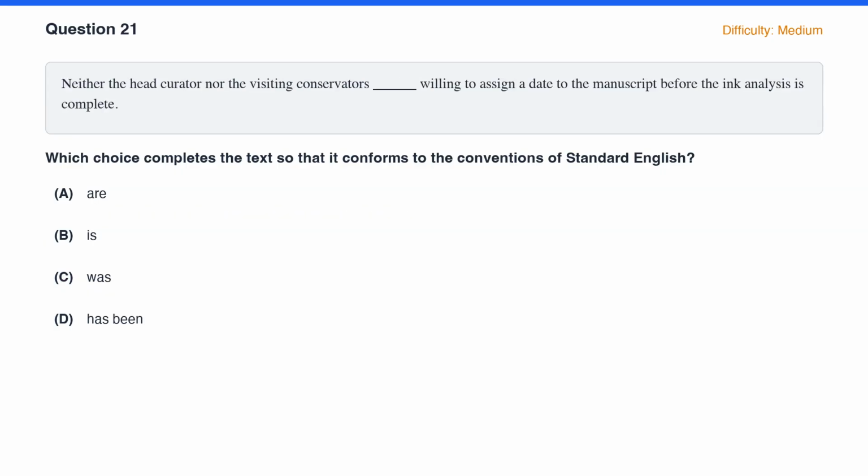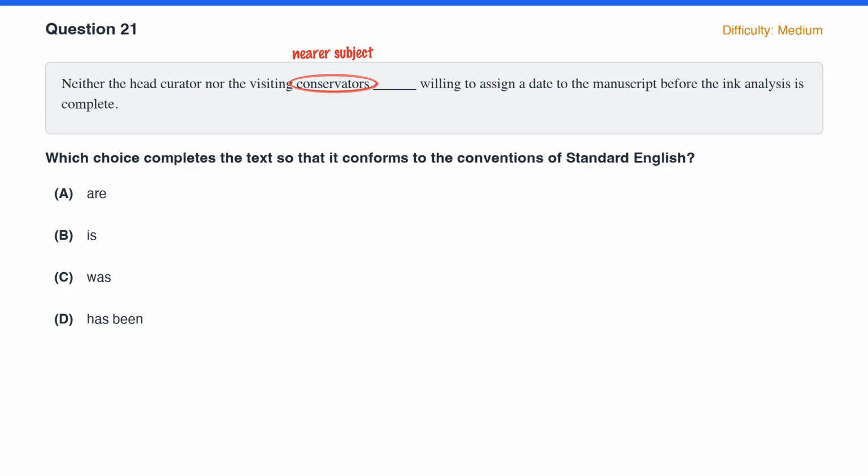Here's a subject-verb agreement question. The blank needs a verb, and the subject is split by neither the head curator nor the visiting conservators. With neither nor, the verb agrees with whichever subject sits closer to it. So look at the nearer one, the plural conservators.